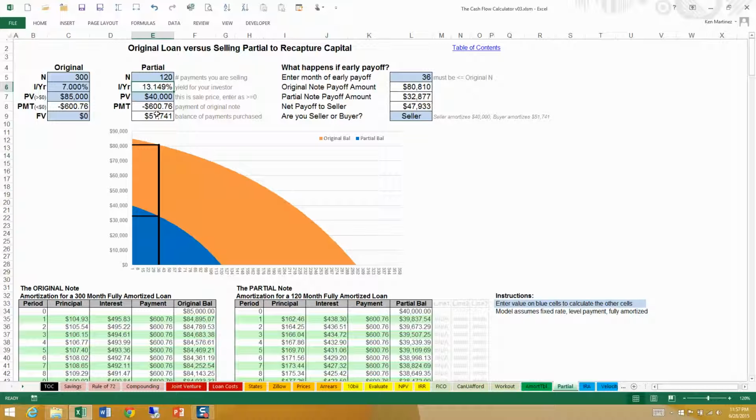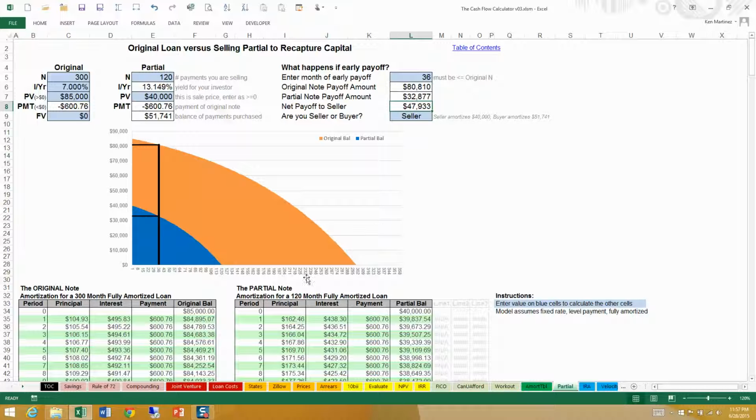The question, though, is what happens if the borrower pays off early? So I put a little scenario here for you. If the borrower pays off, say, after 3 years, and that's what this graph is showing. So 36 is going to correspond to the vertical line. The original payoff of the note is $80,800. That's this first one. The partial note payoff, what is a partial person going to get? They're going to get almost $33,000. That's this loan. And the difference from here to here is this $47,009. That's what's going to go to the seller.